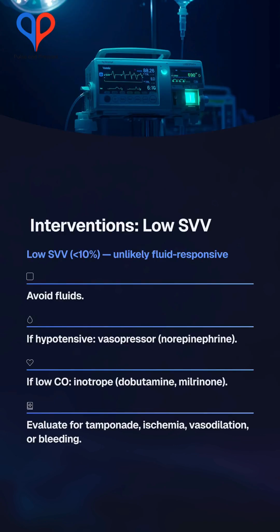When SVV is low, further fluid often won't help and may cause overload. If the patient is hypotensive with low stroke volume, think vasopressors to improve perfusion pressure, or inotropes if contractility is poor. Always reassess pump function with echo and check for non-volume causes: tamponade, right ventricular failure, myocardial infarction, or vasoplegia.